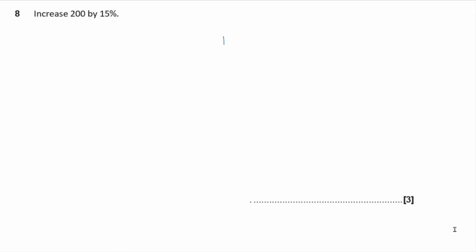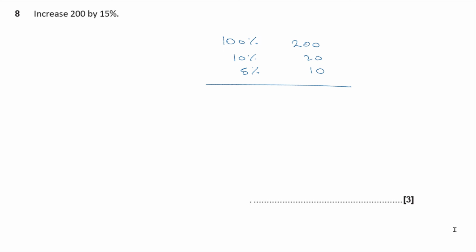So again, I'm going to start with 100%, and that's everything. That's 200. If I want to add on 15%, I'm going to find 10% first. That's easy. That's a tenth of that. It's going to be 20. 5% is pretty easy to find. It's half of 10%. It's going to be 10.